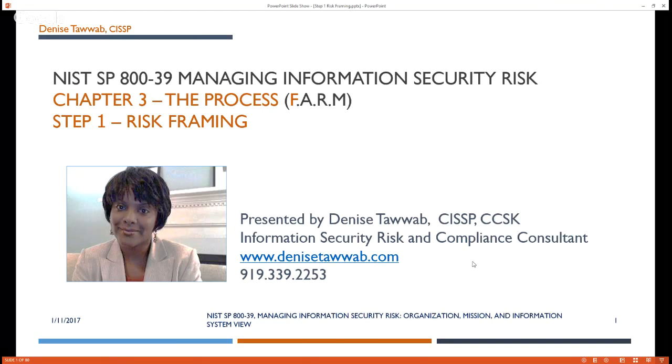This morning, we're going to talk about step one in the NIST risk management process. And step one is risk framing. The process itself is frame, assess, respond, and monitor. And today we'll talk about the framing step, risk framing.